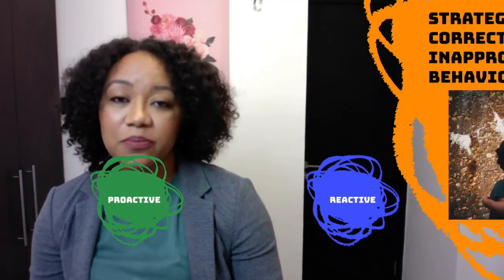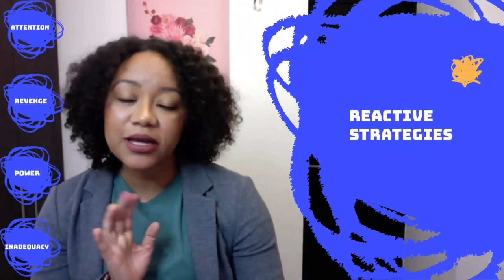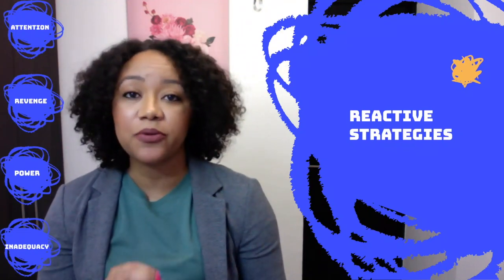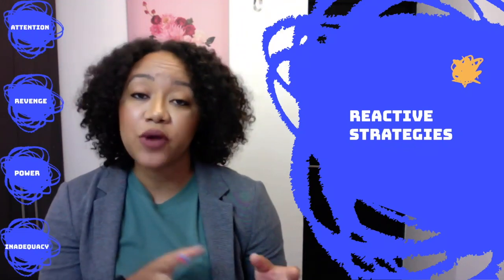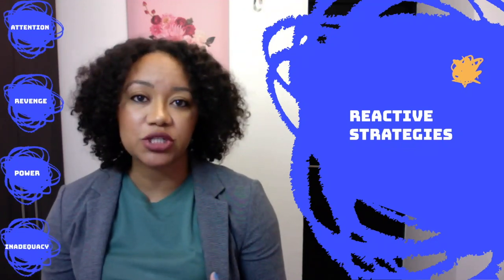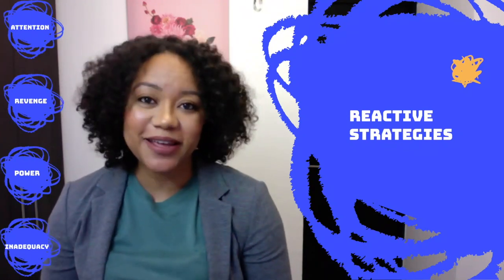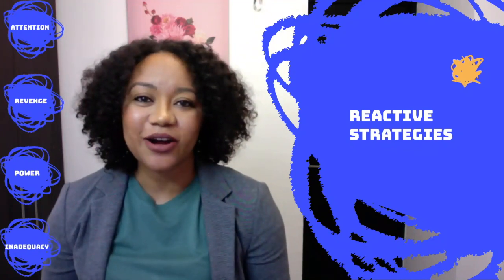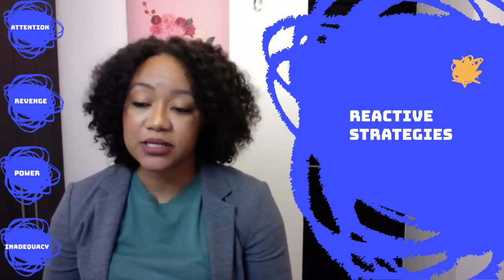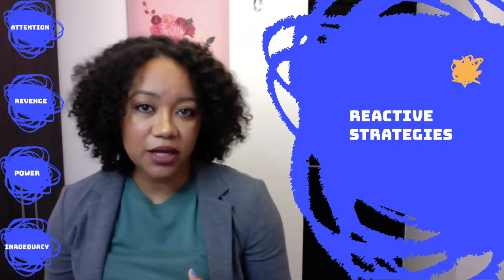So we've talked about the proactive strategies. Let's move on to reactive strategies. Now, when talking about reactive strategies, we're talking about inappropriate behaviors that have already happened. So now we're reacting to the inappropriate behavior. So let's look at some strategies for how we should react to these behaviors in a more appropriate way. So as you remember from the beginning of the video, the different strategies are going to be about attention-seeking behaviors, revenge-taking behaviors, maybe power struggle behaviors, and of course, the behaviors that show that a child has feelings of inadequacy or that they're not worthy of doing something.